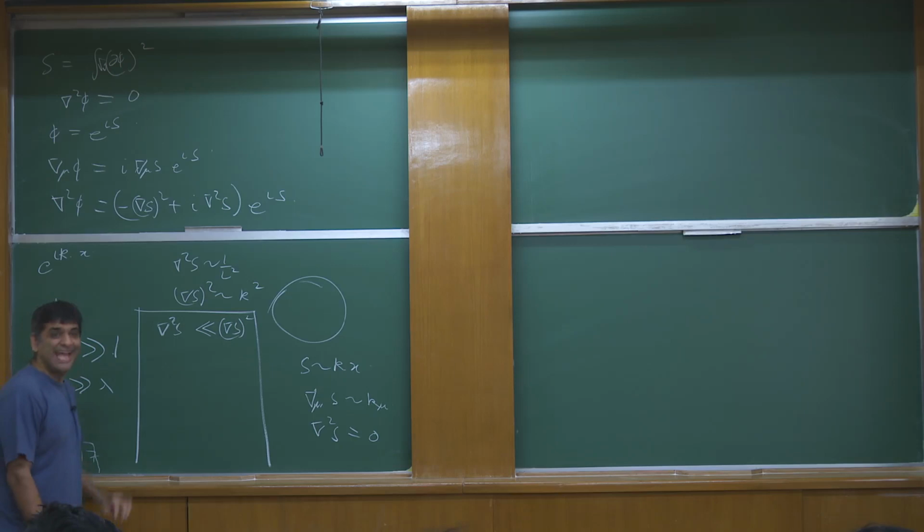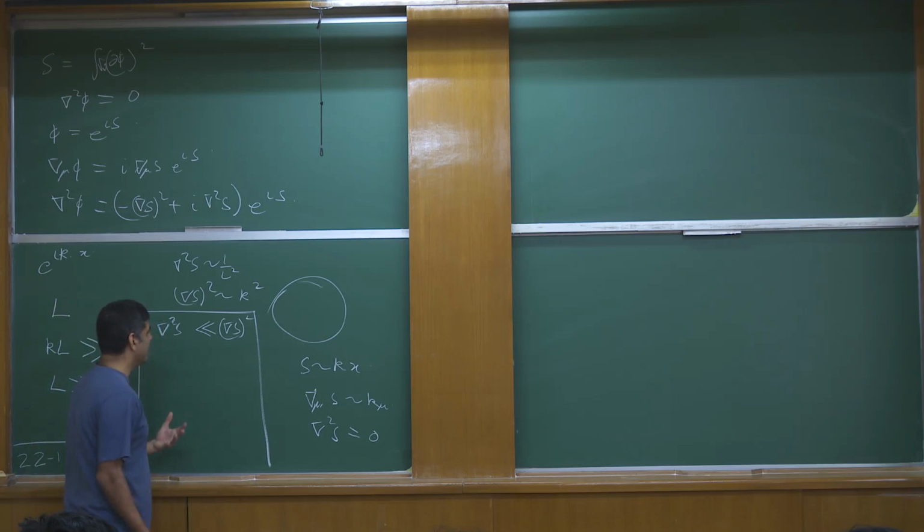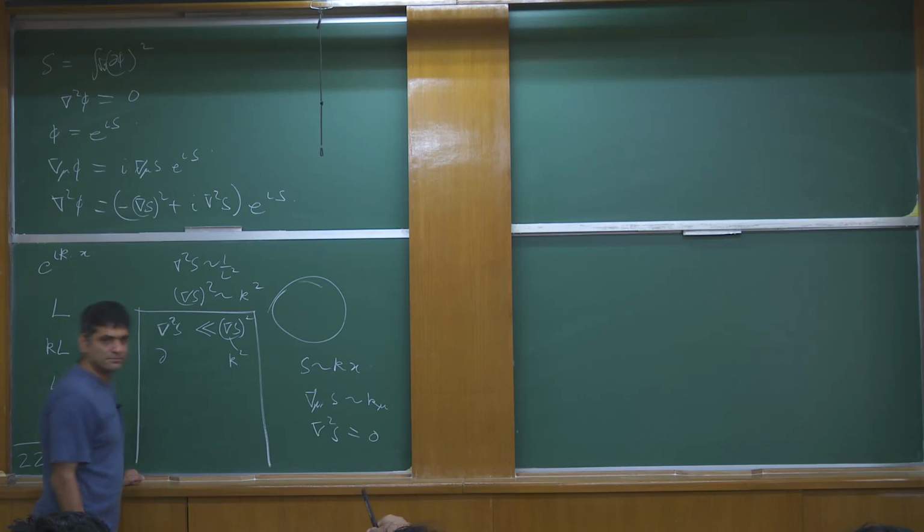Del S, as we have explained, is a measure of the... del S the whole thing squared, this is sort of like K squared. Okay? And this is like the derivative of K. Del squared S is 1 by L squared, or lambda over... 1 by lambda L. Maybe there's a term which is lambda over L. Perhaps there's also a term.